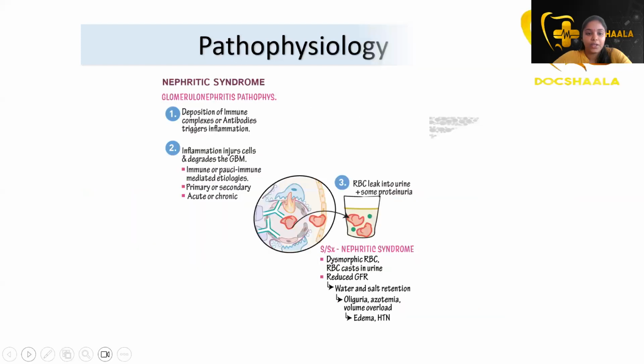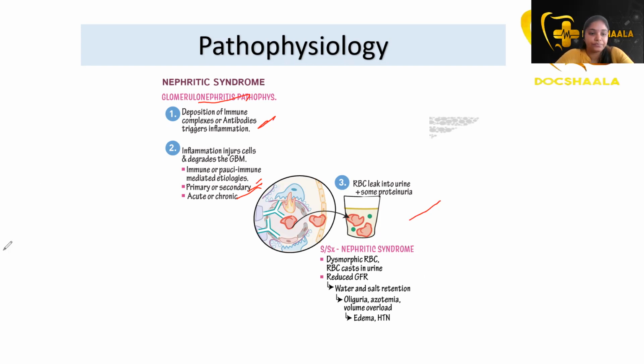This is just a picture depicting the general pathophysiology. Deposition of immune complexes or antibodies triggers inflammation. This is for MPGN, the glomerulonephritis pathophysiology. Inflammation injures the cells and degrades the GBM. So immune or quasi-immune mediated etiology is primary, acute, or secondary, acute or chronic. So RBC leaks into urine.